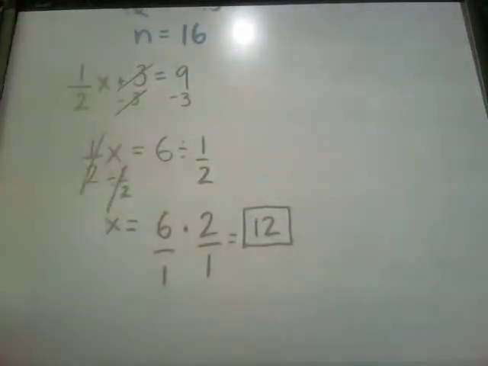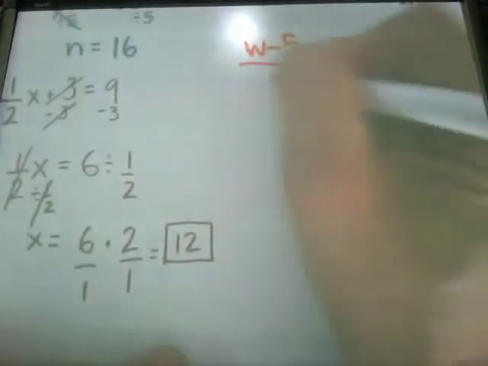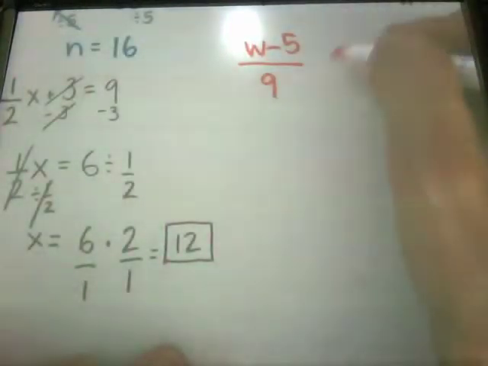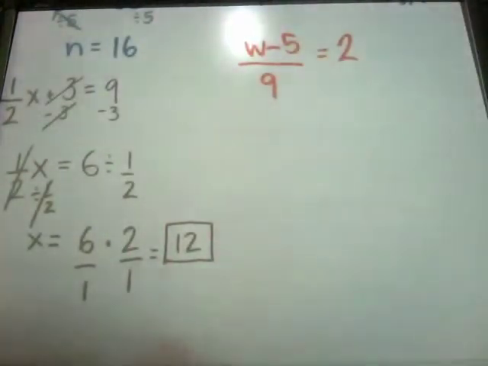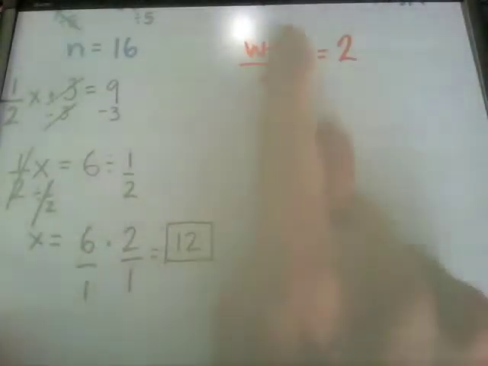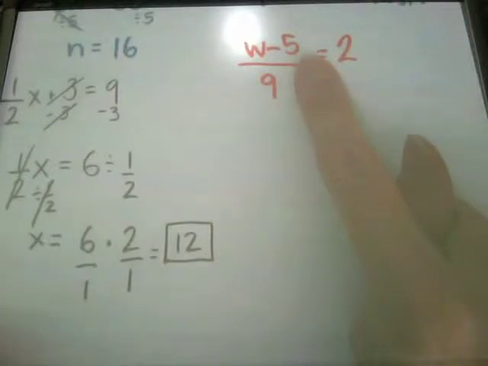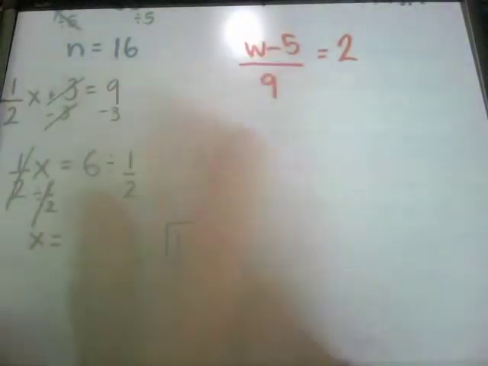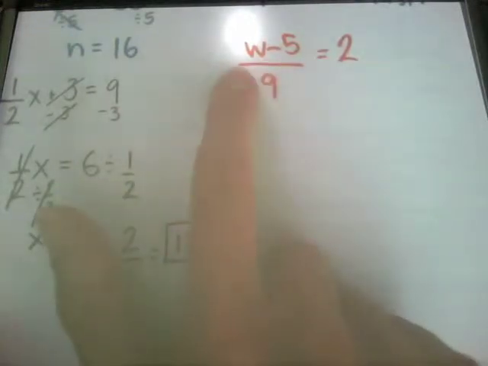Okay, next example. W minus 5 over 9 equals 2. Now again, the same rule applies even though it looks a little different. We're going to leave the term with the variable alone to start. Now, it's actually 2 different terms, but what that means is I'm going to leave the numerator part alone. Look for where the variable is and leave that part alone, start on the other stuff. Now the other stuff is over 9.